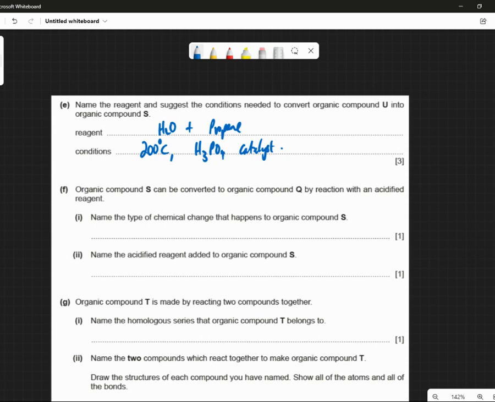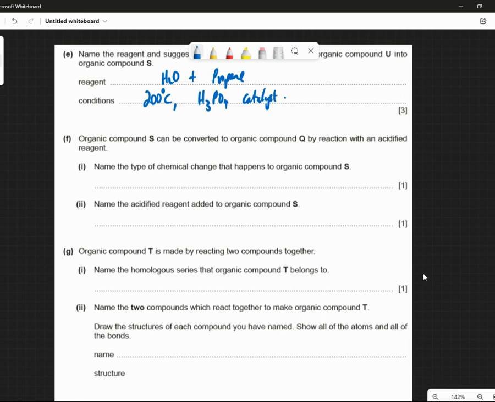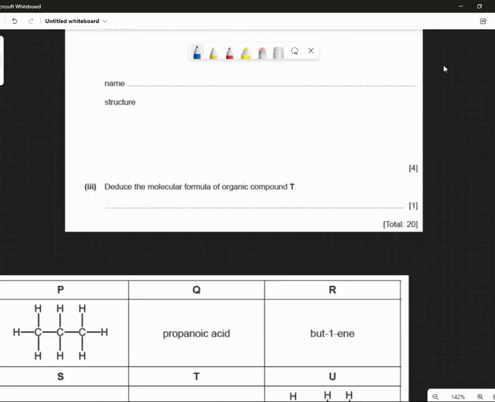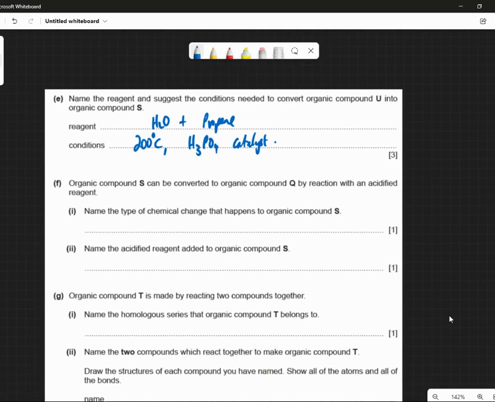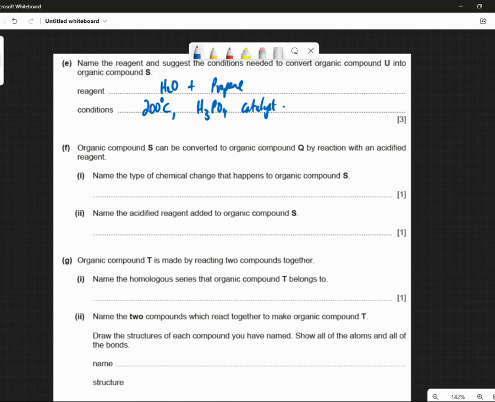And organic compound S can be converted to Q. S to Q. S is propanol, Q is propanoic acid. So what we've done is we've oxidized propanol, and it oxidizes to propanoic acid. So this is an oxidation. And then the type of chemical change, that is an oxidation.